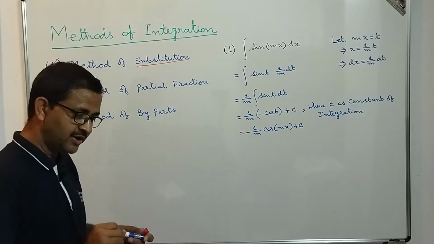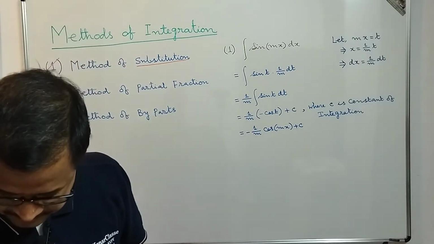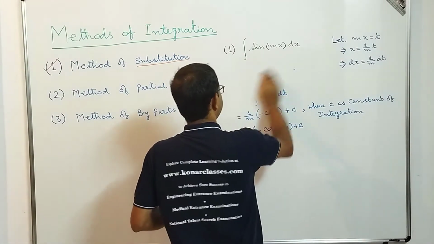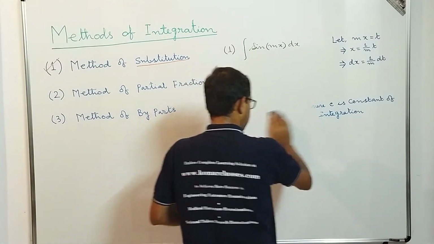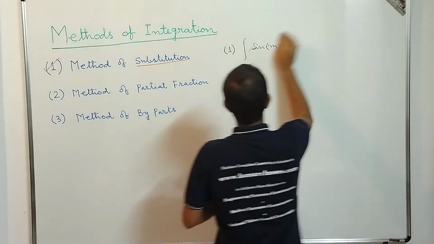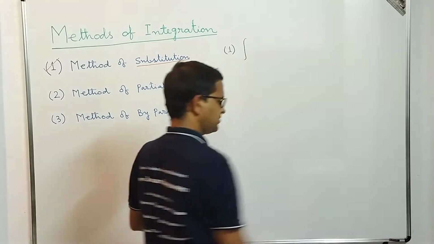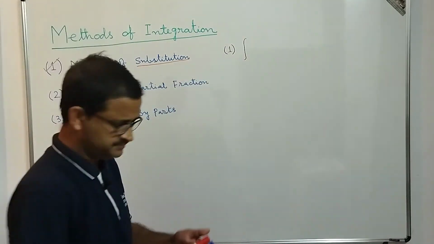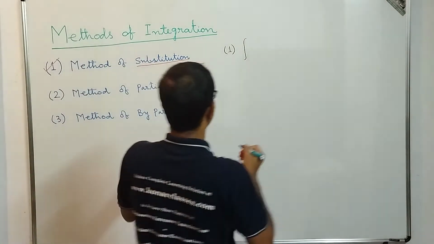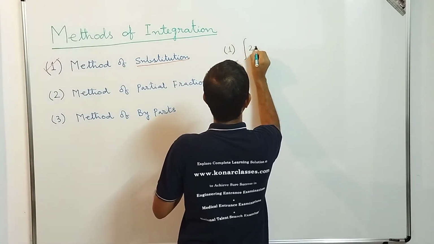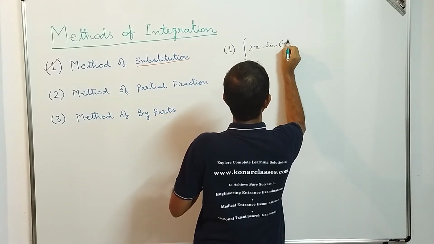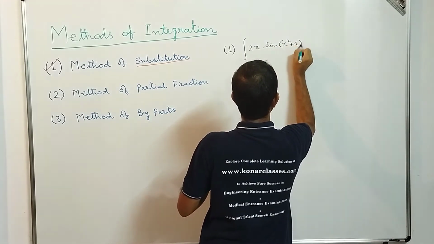Okay. Now let's look into the next question. Here I am going to write it down. The integration here, dear students, is the integration of 2x into sine of x square plus 1 dx.